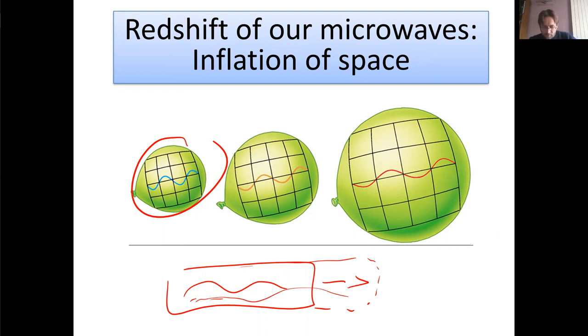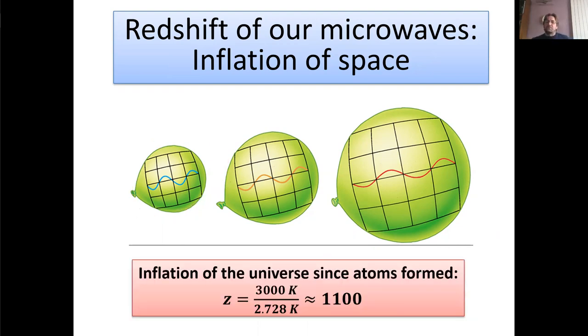Okay. So we can now basically look in this expansion, and roughly forgetting about the minus one, 3000 divided by 2.728 Kelvin corresponds to a redshift of 11,000. This is the factor about which the universe has grown compared to this 380,000, 400,000 years after the Big Bang, when the photons were suddenly able to propagate freely through space. It's quite something, isn't it?